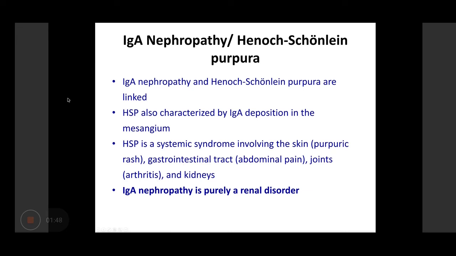IgA nephropathy is also linked with Henoch-Schönlein purpura. These are basically two sides of the same coin. The difference being that IgA nephropathy is purely a renal disorder, whereas Henoch-Schönlein purpura is a systemic disorder. Both of these are characterized by IgA deposits in the mesangium. In addition to that, Henoch-Schönlein purpura, being a systemic disorder, involves the skin in the form of purpuric rashes, the gastrointestinal tract in the form of abdominal pain, the joints in the form of arthritis, and the kidneys also.